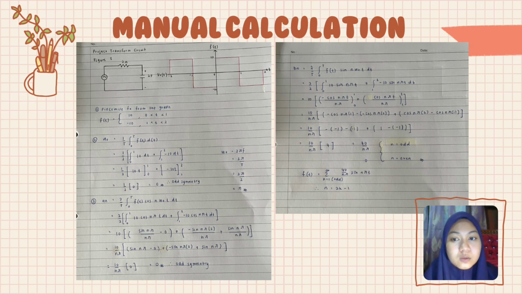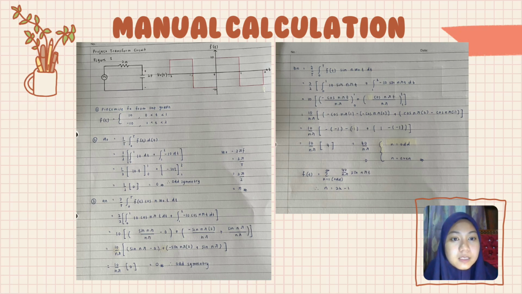First step is we need to find the piecewise f(t) from the graph, which is f(t) = 10t between 0 and 1, while it is negative 10t between 1 and 2. Second step is we need to find the a naught, and we get a naught is equal to 0, which is odd symmetry. Then third step is we need to find the an, and an is equal to 0. And then fourth step is we need to find the omega naught, and omega naught is equal to pi.